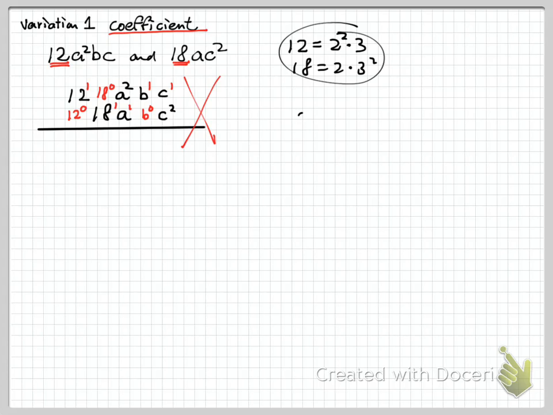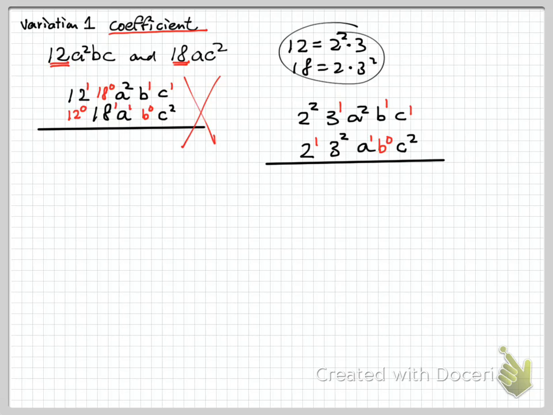So the first number will be broken down into 2 square 3 A square BC. Alright. And for the second number, that would be 2 times 3 square AC square. Alright. To put down the missing power, we have this. Oh, this is not a 0, it's a 1. Alright, to put back the missing power. And then from here, we can try to find the HCF and the LCM.